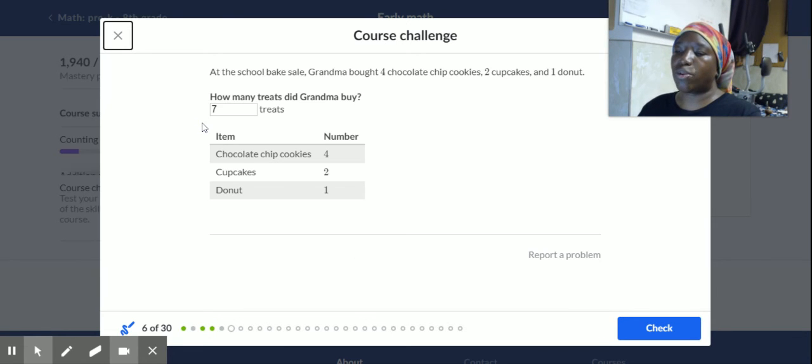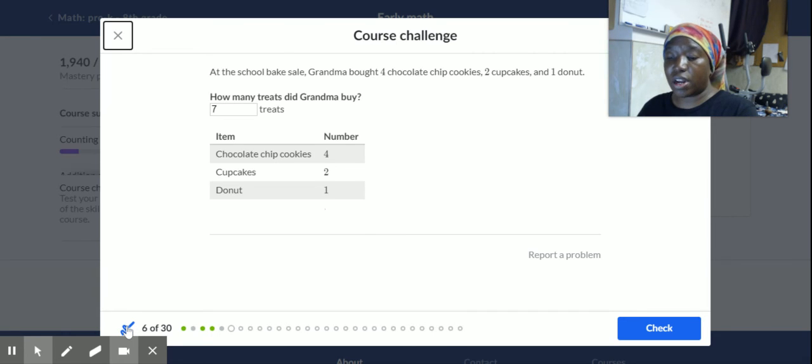So if grandma bought 4 chocolate chip cookies, 2 cupcakes, 1 donut. Now, this is the part I want you to understand. You ready? You're in pre-K, kindergarten, whatever. And there's your mom or your dad. All y'all have to do is just listen to what they're saying. If you don't get it and you get it wrong, you just, oh, 7.